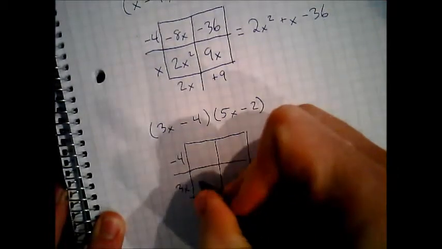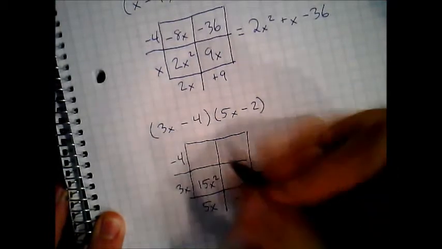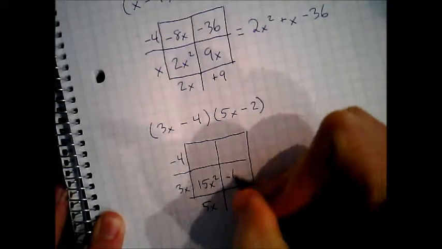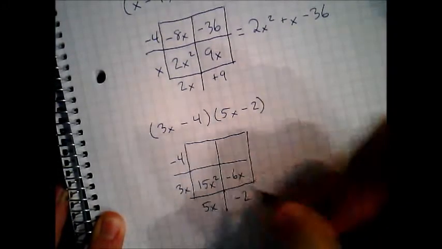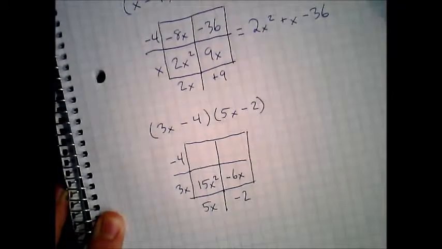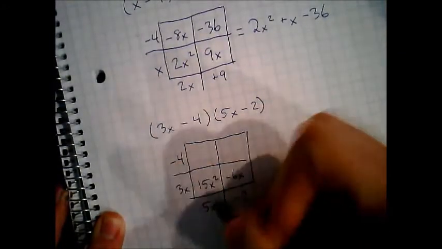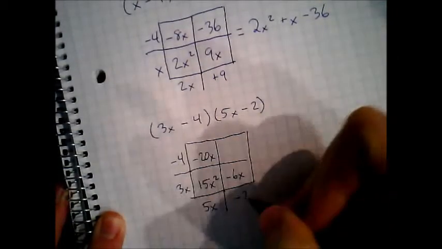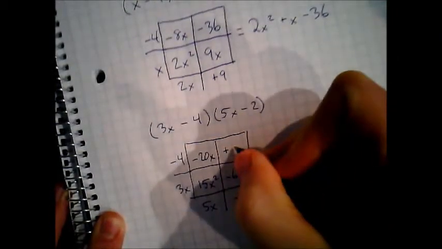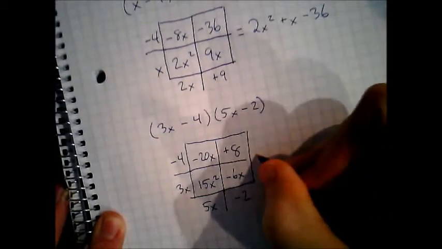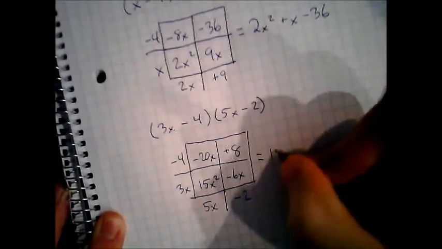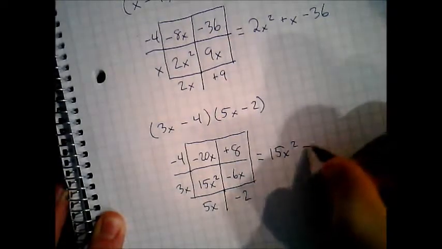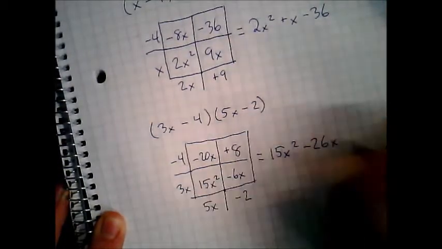3x times 5x, 15x squared. X times x is x squared. 3x times negative 2 is negative 6x. Be careful that you keep that x there. 3x times negative 2 is negative 6x. Negative 4 times 5x, negative 20x, and negative 4 times negative 2 is positive 8. Let's collect our tiles. So we have 15x squared, negative 20x, and another negative 6x is negative 26x plus 8.